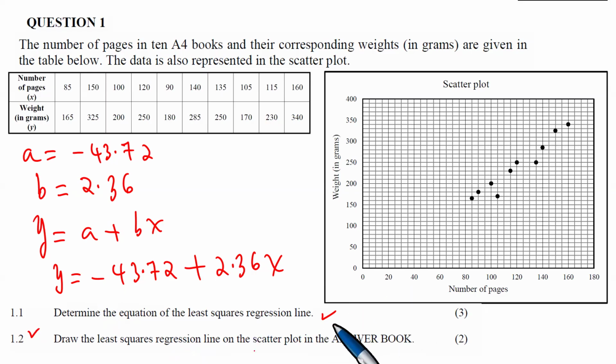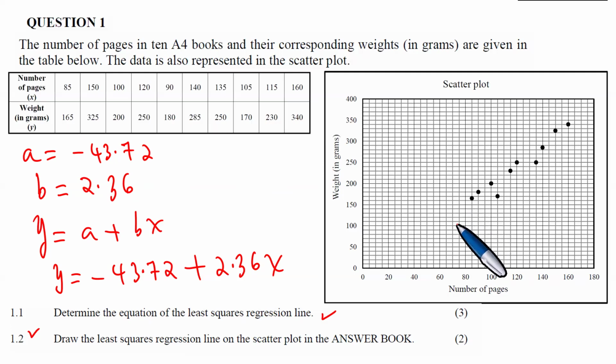To draw the least squares regression line on the scatter plot in the answer book, it is understood that, for example, you have a point between 80 and 100. Now we have 20 here, 1, 2, 3, 4, so it's steps of 5. There's 85, and 85 goes with 165, which is exactly that point there.